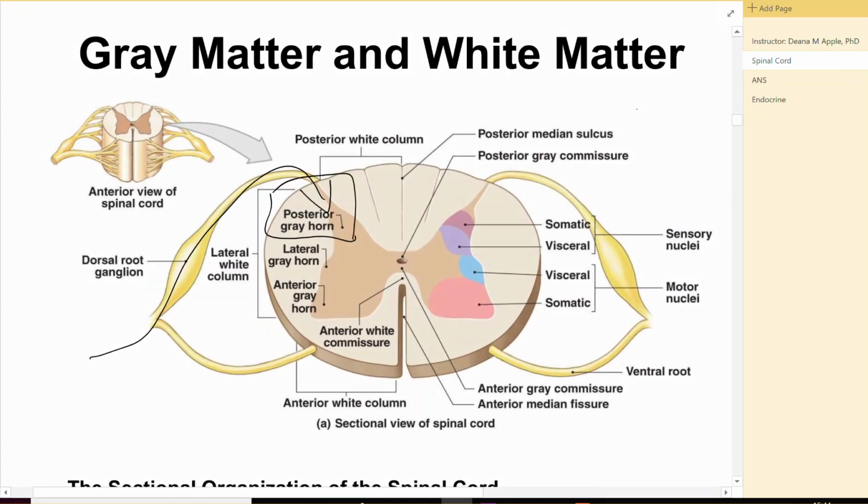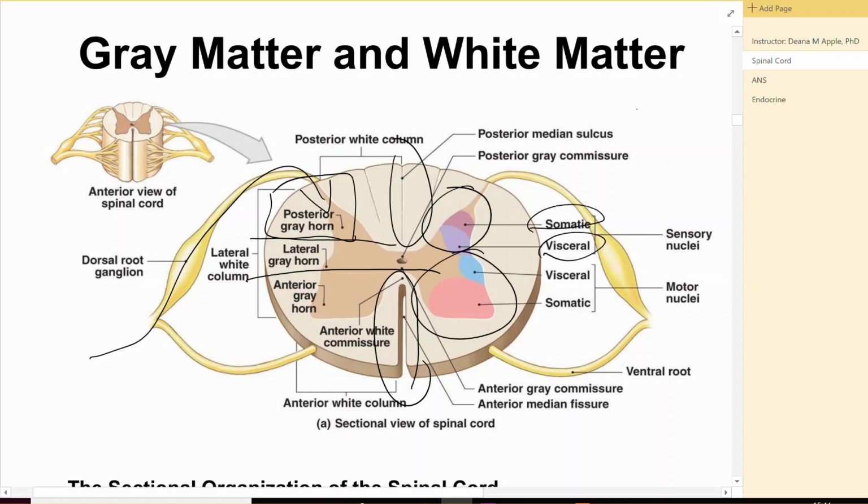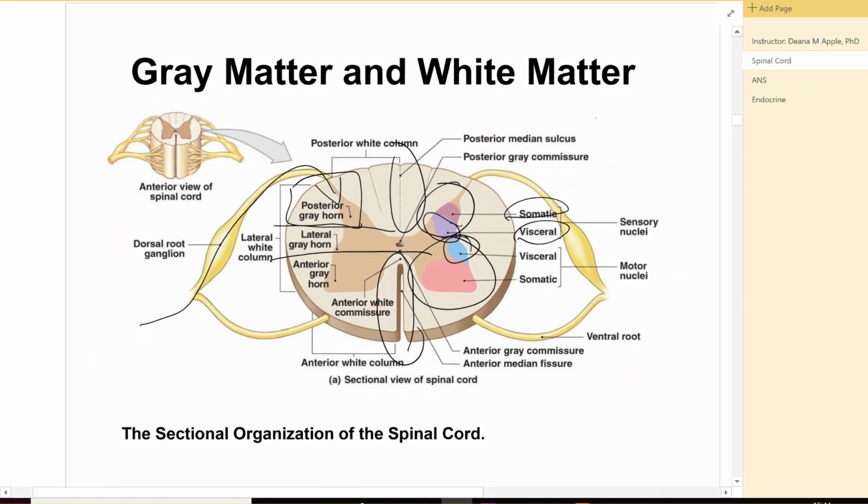Posterior gray horn, lateral gray horn, and anterior gray horn. And again, orient yourselves so that you can find your posterior sulcus and your anterior fissure. Okay, so we can break these horns down into specific nuclei. So we have sensory and motor. So sensory here at the top, motor at the bottom, somatic and visceral. Visceral is where we're going to go for autonomic nervous system. So you need to know your visceral sensory, your visceral motor.